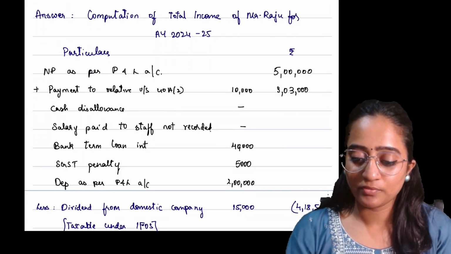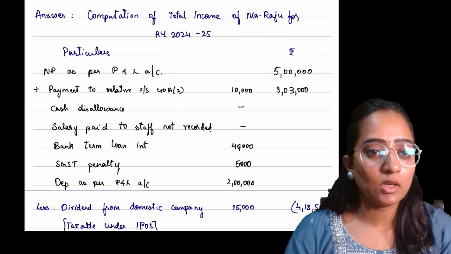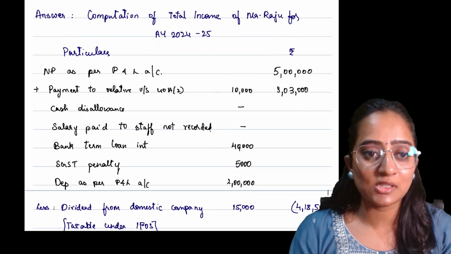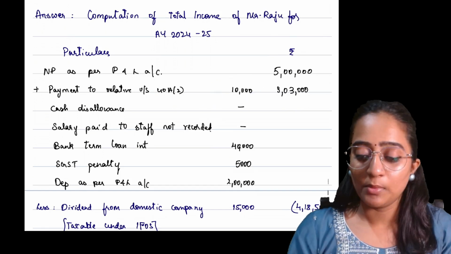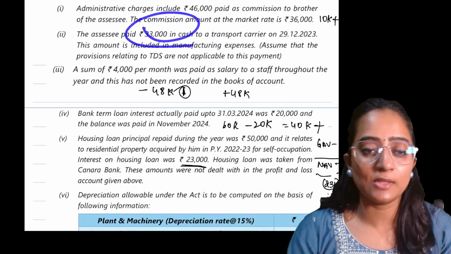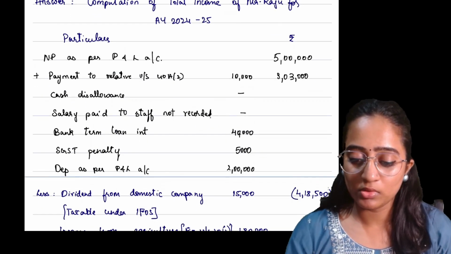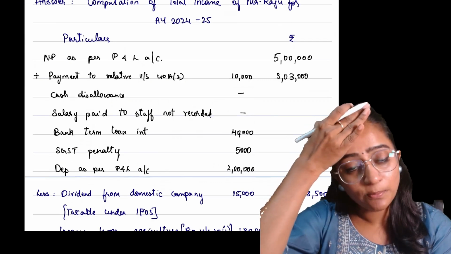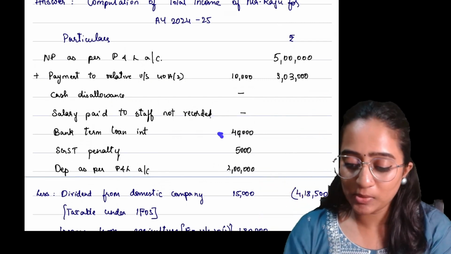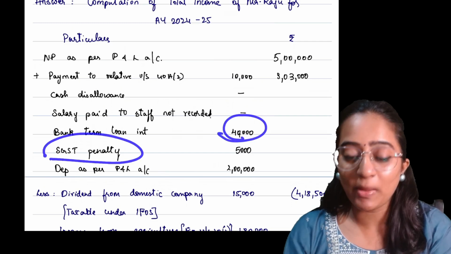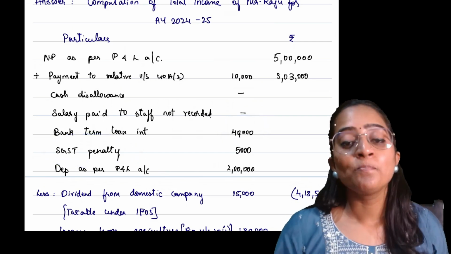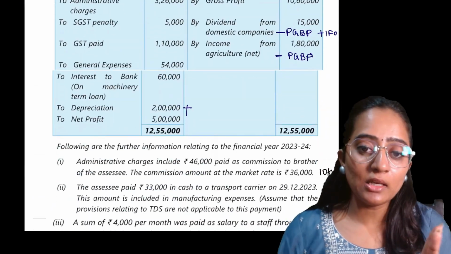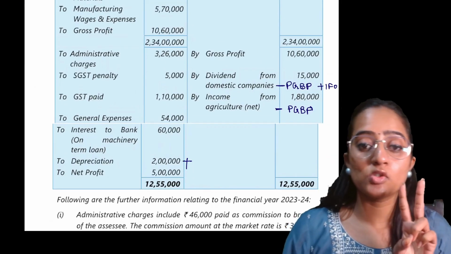Clear? See, the net profit as per P&L account is given in the question. Payment to relatives, 10,000 rupees. Cash disallowance, there is nothing. There is no cash disallowance because we have already seen the point. 33,000 is allowed. So, this is the point. Salary paid to the staff not recorded. Again, explain. Bank term loan, 40,000 rupees is added back. SGST penalty. Always remember with regard to penalty, people, penalties are of two types: penalty for breach of contract and penalty for breach of law.